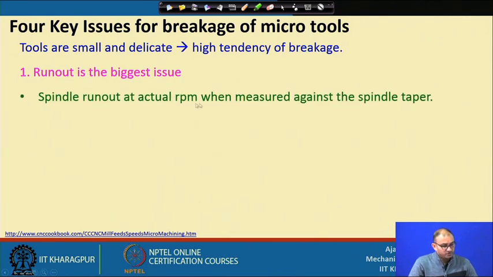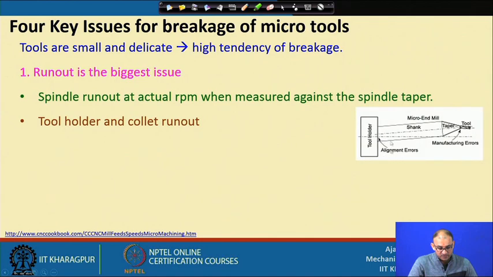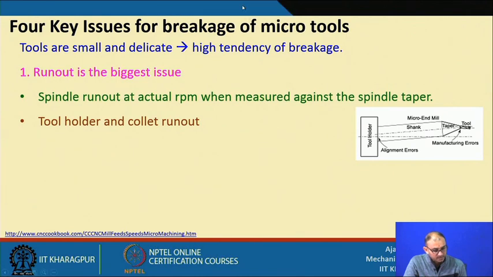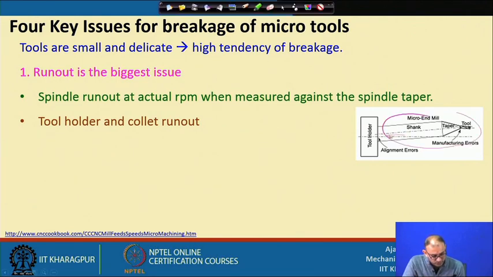So, spindle runout at actual RPM is measured against the spindle taper, right. This is what we are talking about, the spindle runout. Another thing is the tool holder and the collet runout, right. Now, if you see this, there are 2 things. First, when you are holding the tool in the tool holder, the axis of the tool holder and the axis of your cutting tool are not coinciding. This is called the alignment error. This alignment error can be reduced by using a proper tool holder, or we can use some type of spindle without any tool holder also. Those things are available, and we will see them in the next few slides.